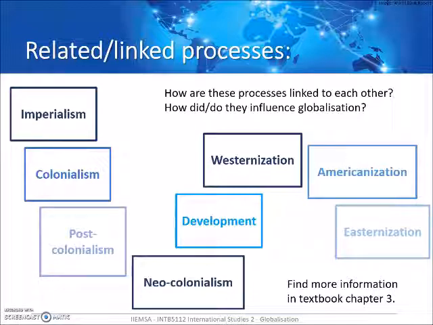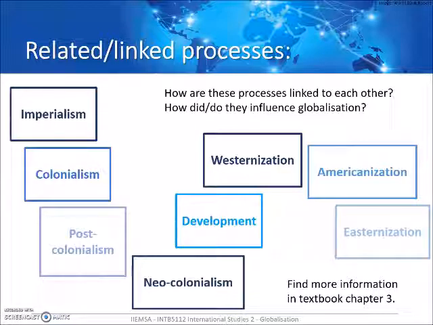Development is a period in time in the 70s and 80s, where a lot of Western countries started promoting developmental programs in ex-colonies that were often linked to structural adjustments. We will talk about this when we look at economic globalization as well. And this had quite an influence on what economic structures ex-colonies adopted, and how they function today. So we'll look at that as well, because it's more economic related.